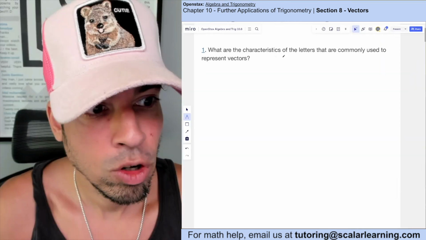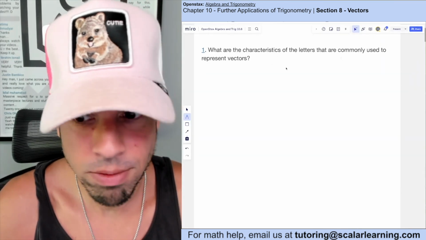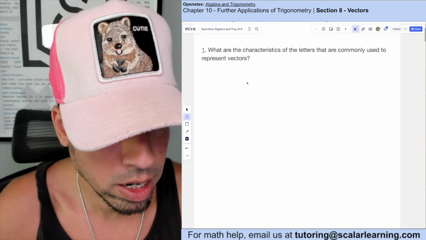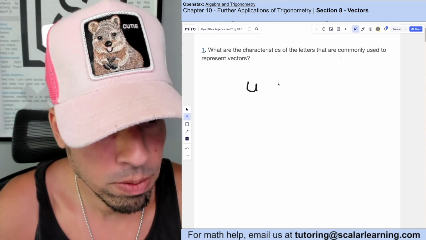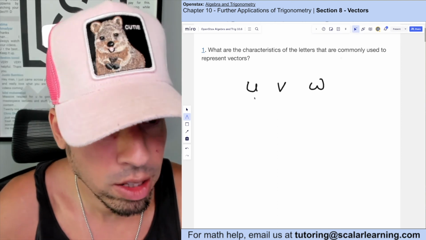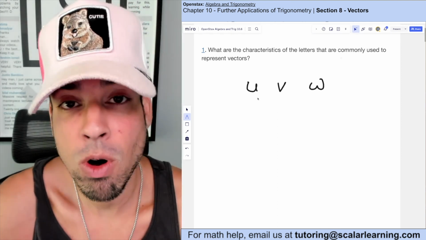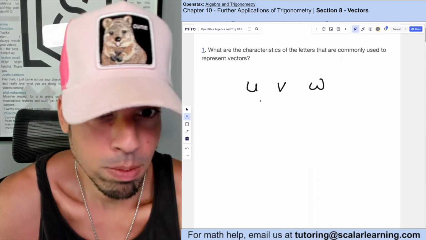Let's do it. So when we use letters to represent vectors, they are typically lowercase, something like u, v, or w. These are very standard, and they're usually written in bold font, so you can tell that it is a vector. But that's basically the gist of it.